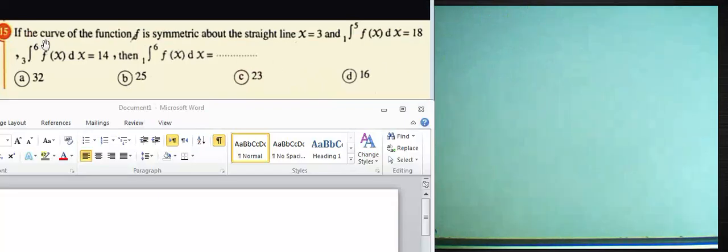Question 15. If the curve of the function f is symmetric about the straight line x equals 3, and the integration from 1 to 5 of f(x) dx equals 18, and the integration from 3 to 6 of f(x) dx equals 14, then the integration from 1 to 6 of f(x) dx equals blank.